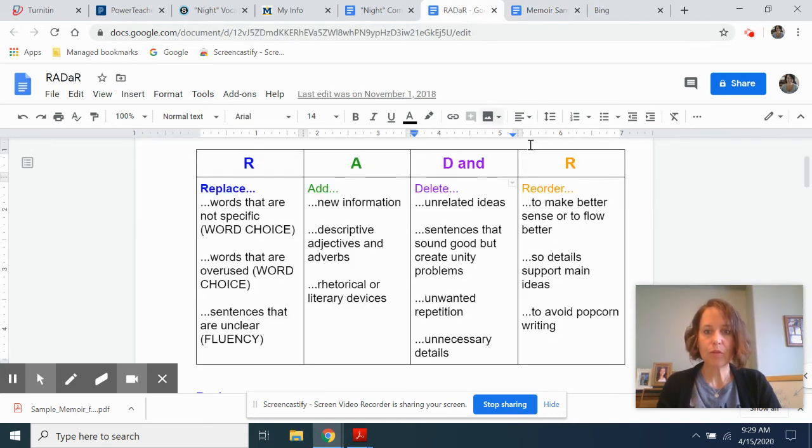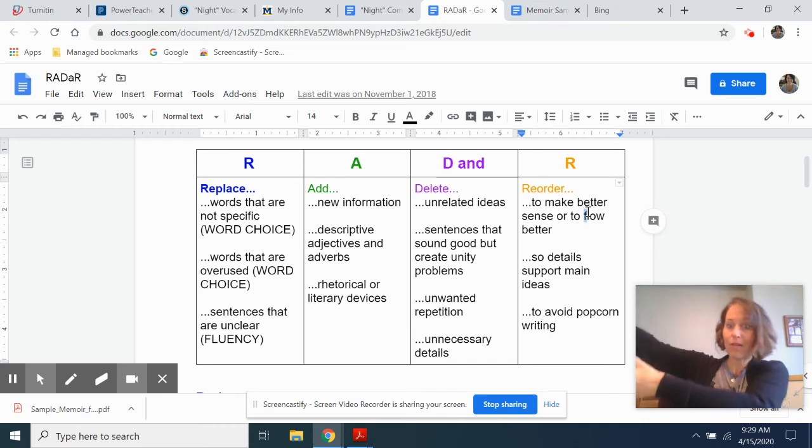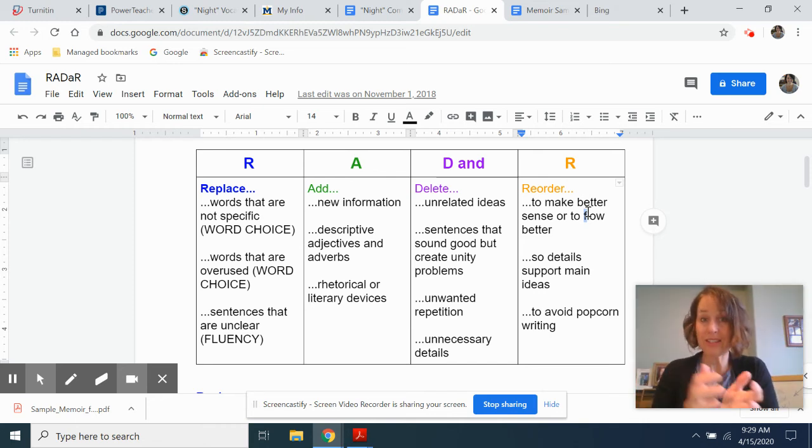And the last thing I'm doing is reordering. This is to look at events. Remember, I talk about, we don't want popcorn writing. It might make sense to you, but you have to take your reader on a very logical journey in your piece. You don't just want to throw them off the cliff. You want them to follow the path safe and sound and get to your point.